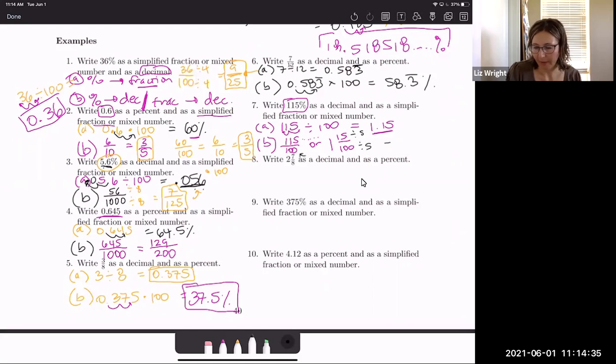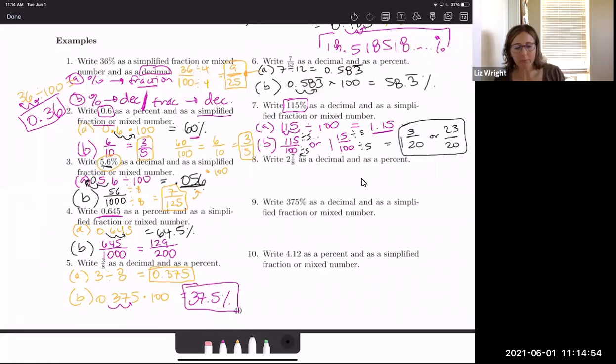When you divide by 5, you should get 1 and 3/20. Or if you left it as an improper fraction, you would get 23 over 20 by dividing this by 5 and dividing this by 5. So here are your two answers. All right, let's check out the next one.